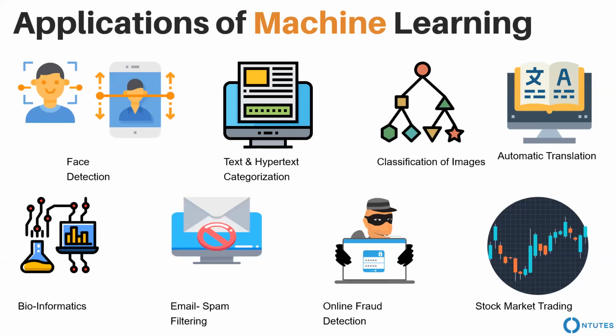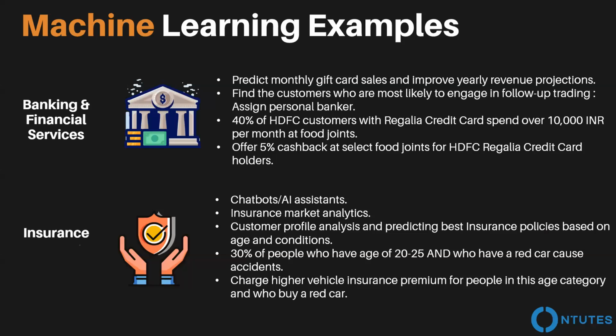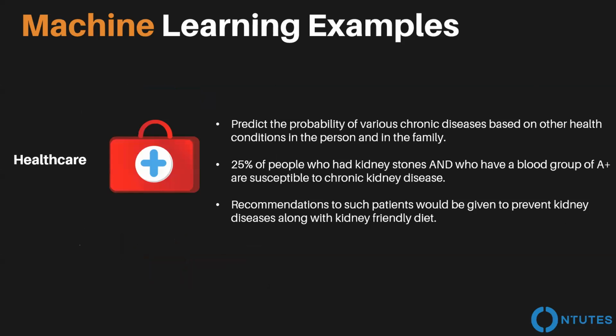Then online fraud detection. Any unusual or anomalous behavior or anomalous transaction that happens, a bank server can easily detect with the help of machine learning. Then stock market trading, you can find out which sector will go up, which sector will go down, which stock will go up and down. All these trends we can easily find out with the help of machine learning. There are also many examples in banking, finance, insurance, and healthcare. I'm not going into detail about all these examples.